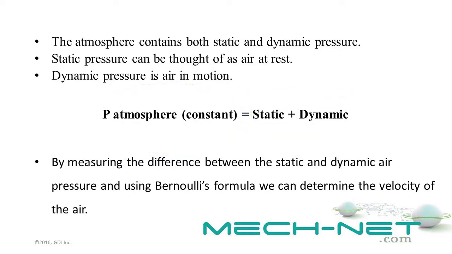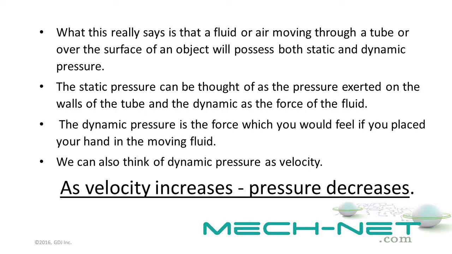By measuring the difference between the static and dynamic air pressure and using Bernoulli's formula, we can determine the velocity of the air. What this really is saying is that a fluid or air moving through a tube or over the surface of an object will possess both static and dynamic pressure.